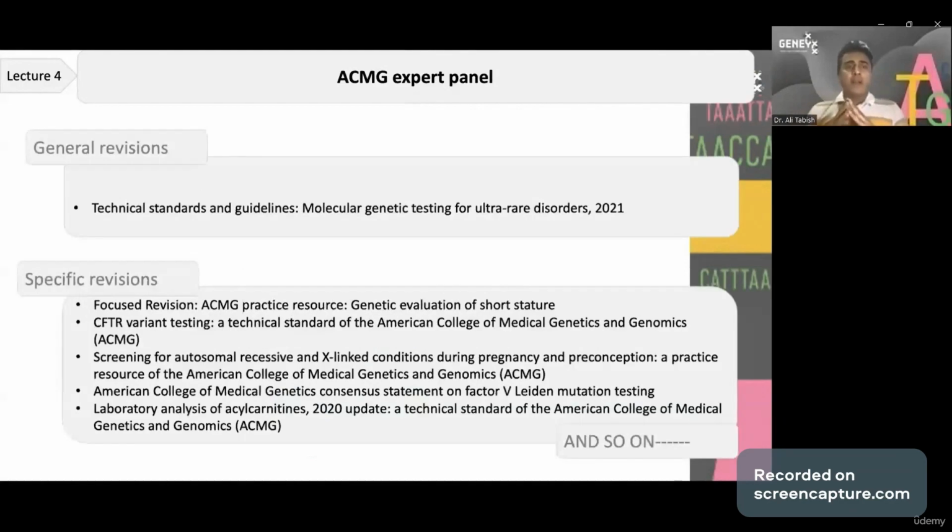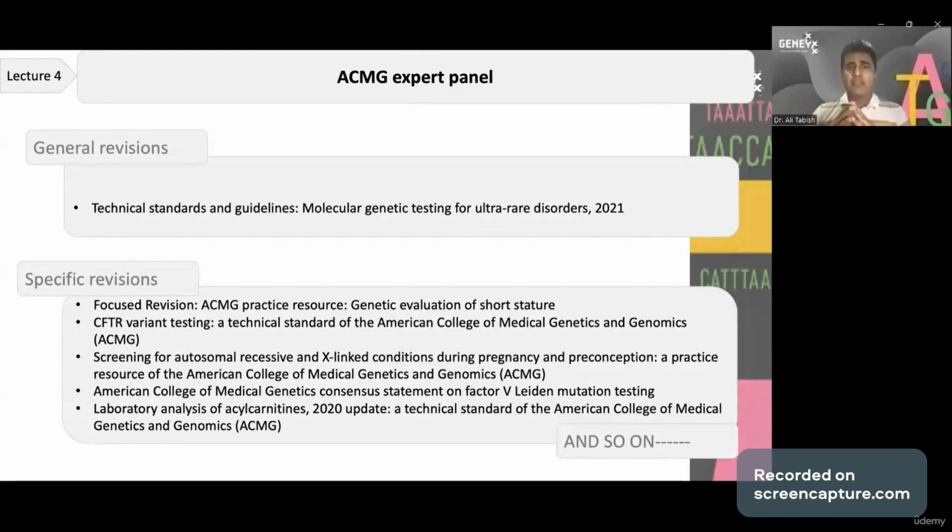Okay, next. After these 2015 ACMG guidelines by Richards, there have been updates and revisions. The one on top is from 2021, the technical standards guidelines for molecular genetic testing for ultra rare disorders. So this is one major revision.